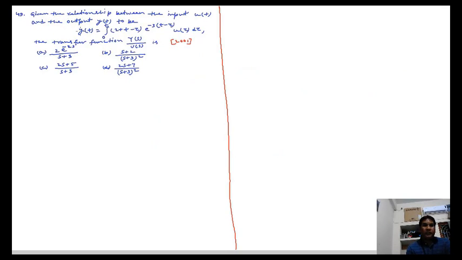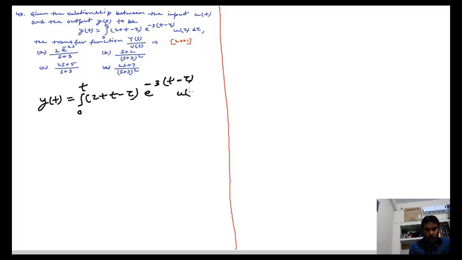Now it is given that the equation is yt equal to integral 0 to t of 2 plus t minus tau, e to the power minus 3 into t minus tau, u tau d tau. So let me write first what is the equation. Let me write yt equal to integral 0 to t, 2 plus t minus tau, e to the power minus 3 into t minus tau, u tau d tau.